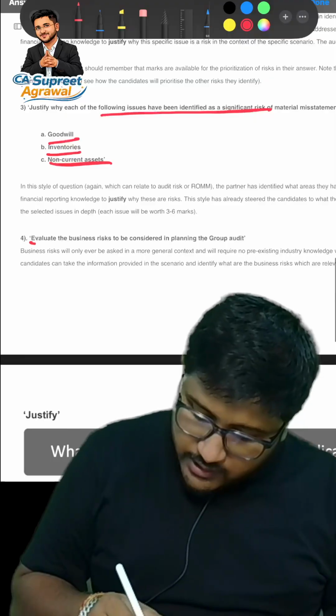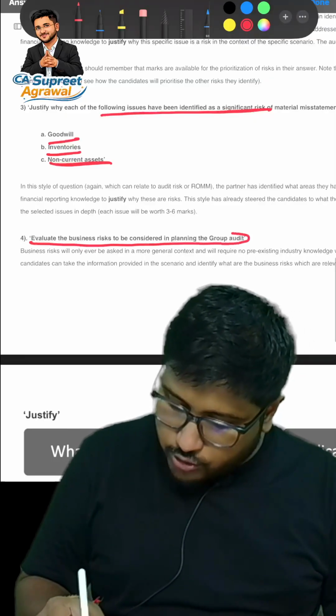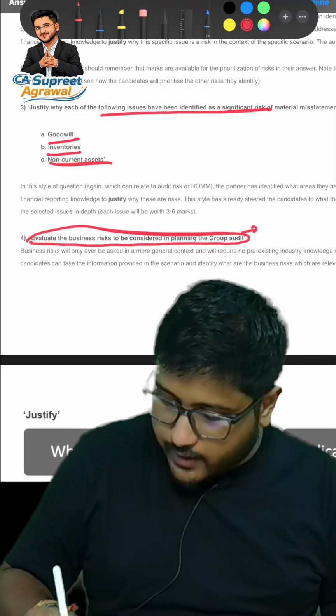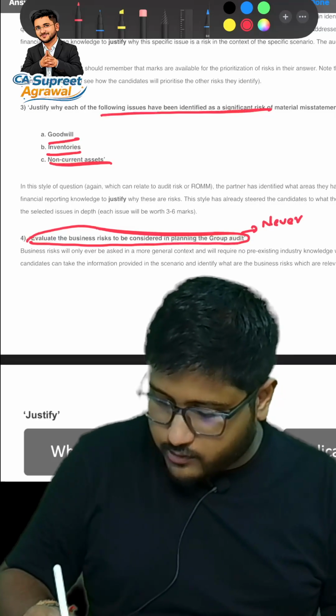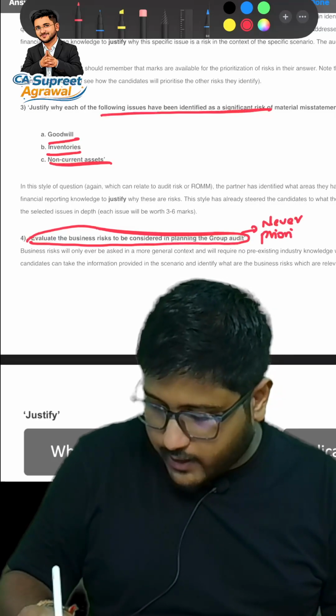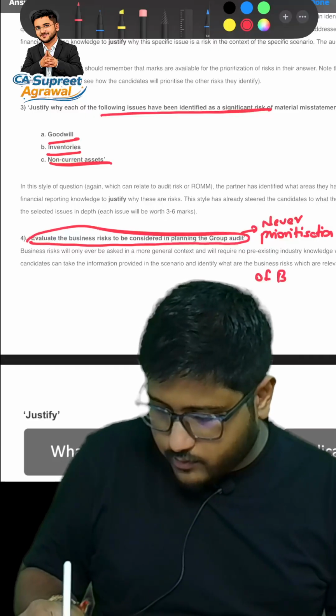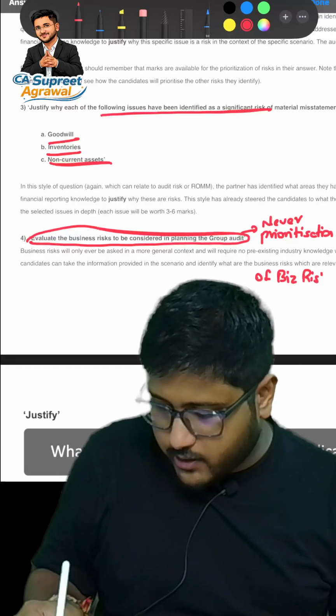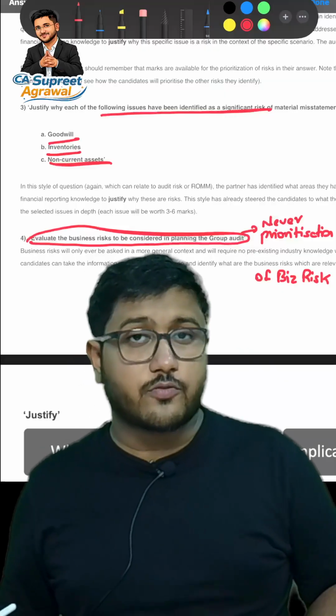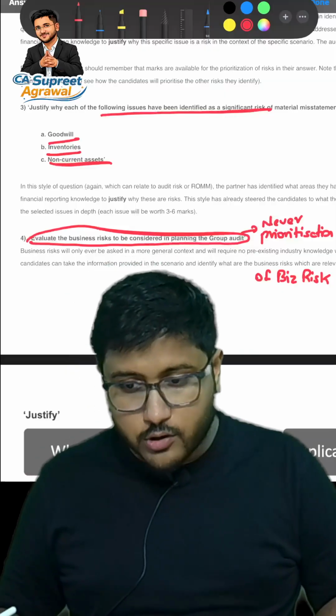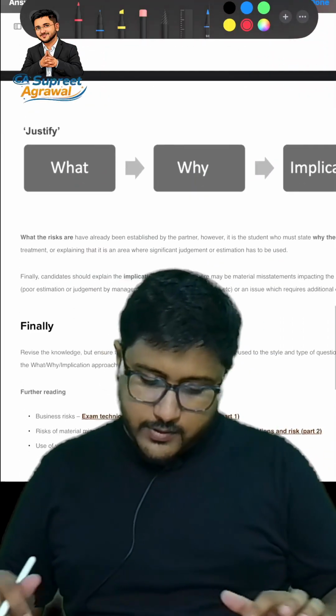And evaluate the business risk to be considered in planning the group audit. See, never prioritization of business risk. Why so? Because the examiner does not expect you to have the specific industry knowledge. Okay, hope this is clear.